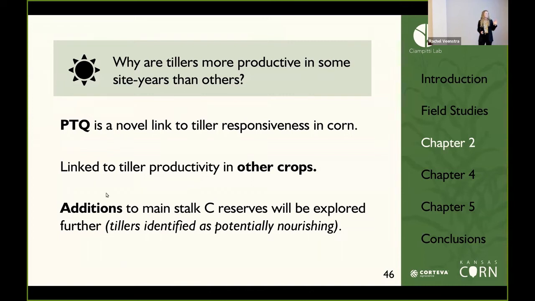And these additions to the carbon reserves in the main stock, because the photothermal quotient is a measure of the energy that plant has available. So understanding how the carbon reserves change will be explored in a chapter that we'll address in just a bit. But tillers have been identified as potentially able to translocate the carbohydrates from themselves to the main stock for grain filling. So we'll go into that later.